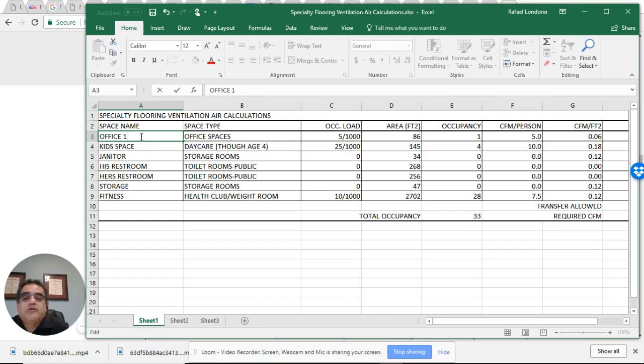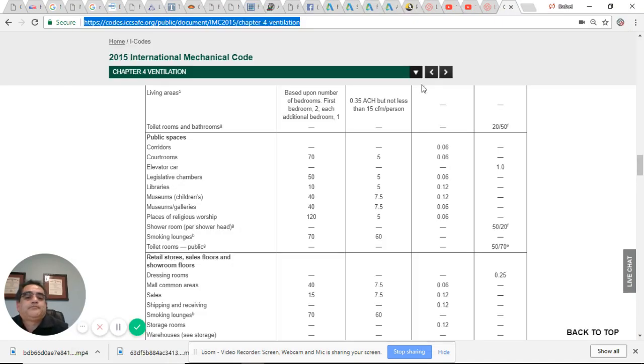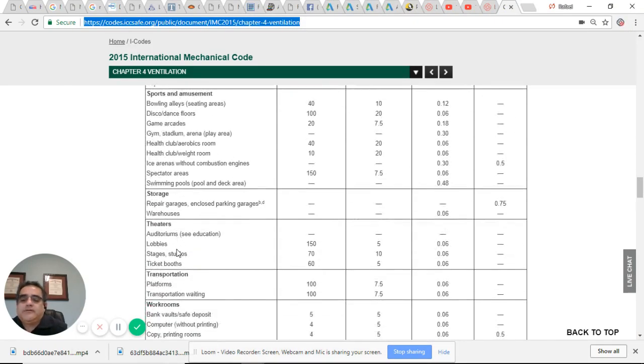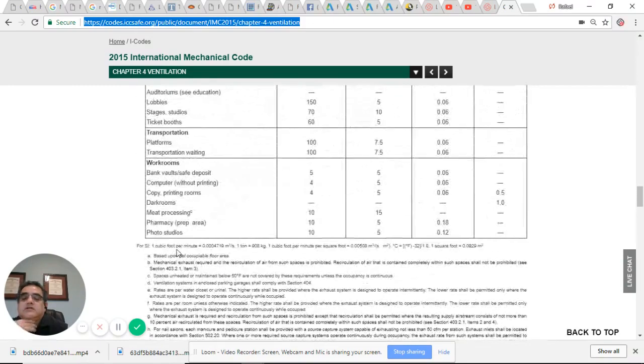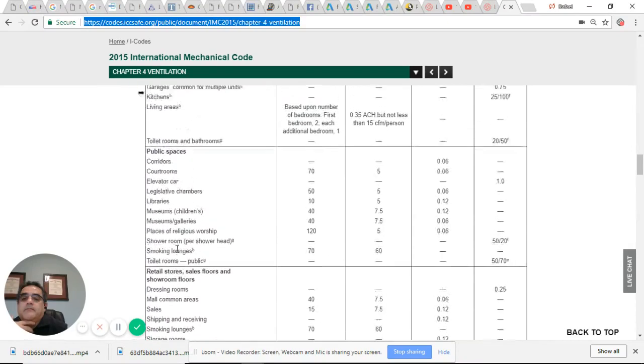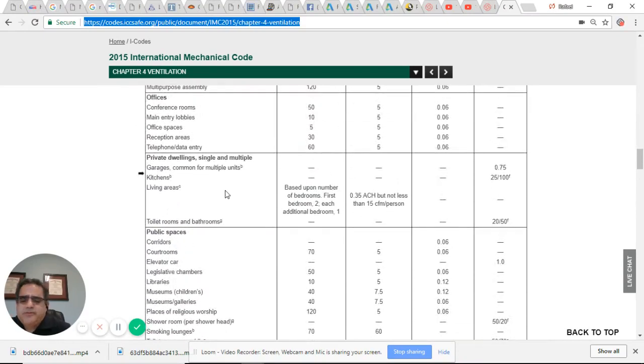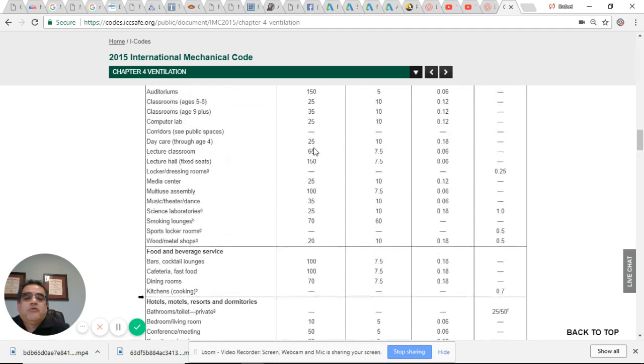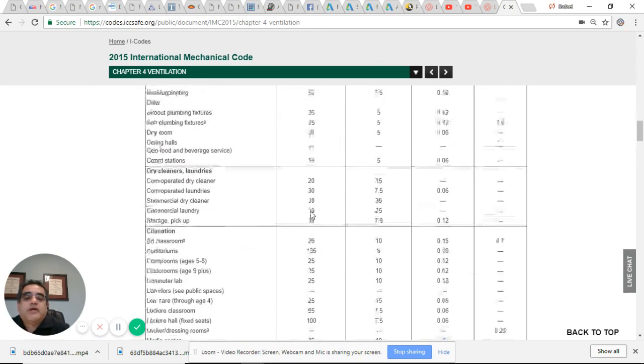The occupancy load, because we didn't change the space type, doesn't change. It's 5 people per 1,000 square feet. If we go, let's go over to that website, and we scroll down to offices. Let's see if we can find it quickly. And what's funny here is that all the space types aren't in there, so sometimes you gotta guess. So we were in offices here, and office spaces. It says 5 per 1,000 square feet.